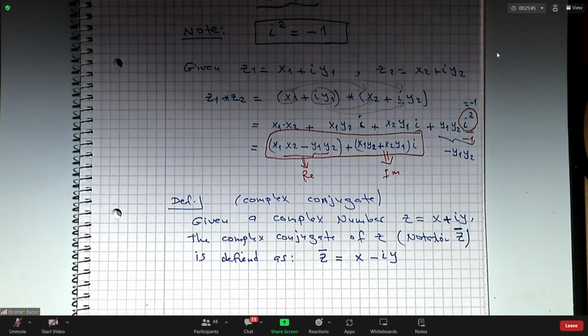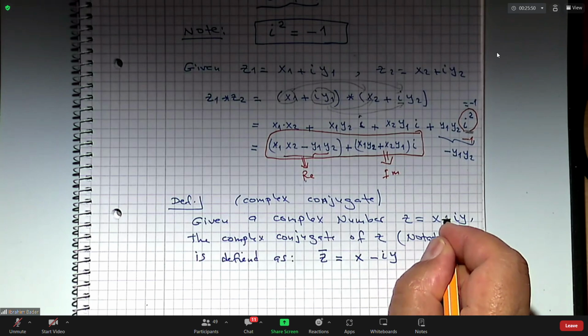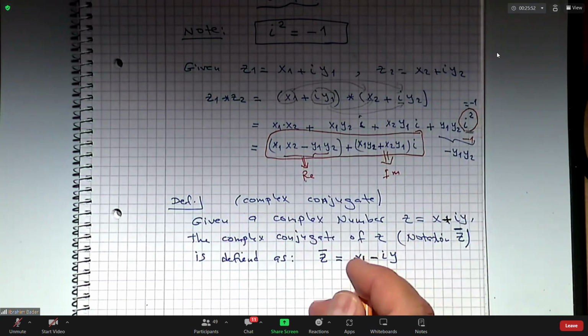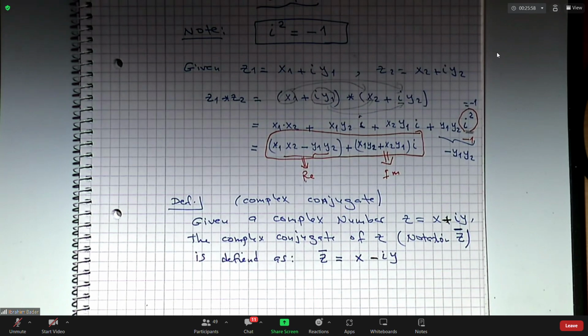So all I do here is negate the sign of the imaginary component. That's it. This is just a definition. So instead of plus here, I will have minus. If I have plus here, of course, it will become minus. And notice this goes only for the Y component, for the imaginary component.